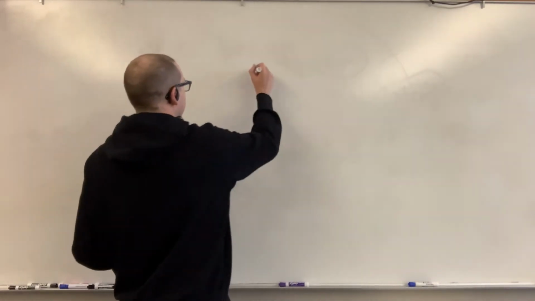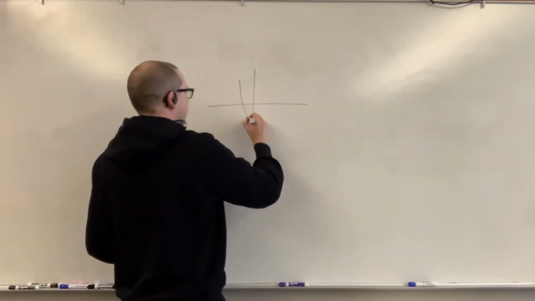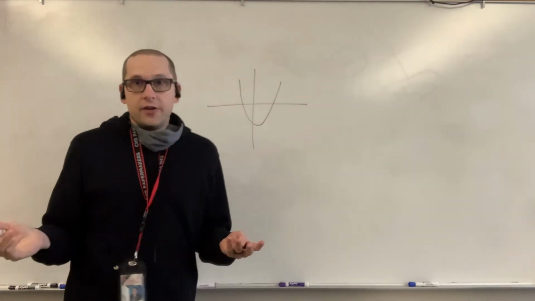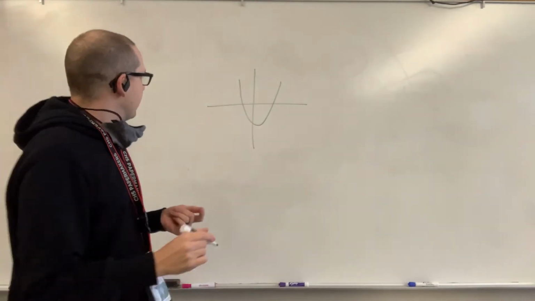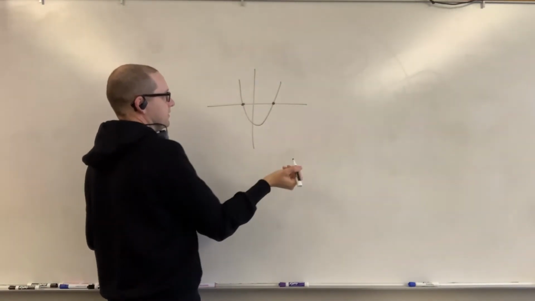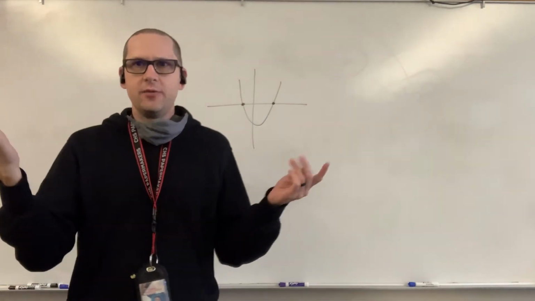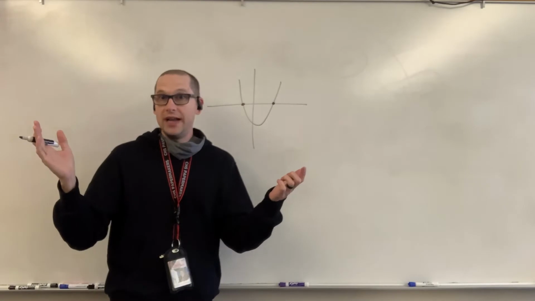So if I give you a rough graph of a parabola, and let's say it looks like this. There are three main things that we're looking at when we're trying to solve any parabola. We want to know, where does it cross the x-axis? So where does y equal 0? Because y equals 0 is where it crosses the x-axis. That helps tell us how wide it is.